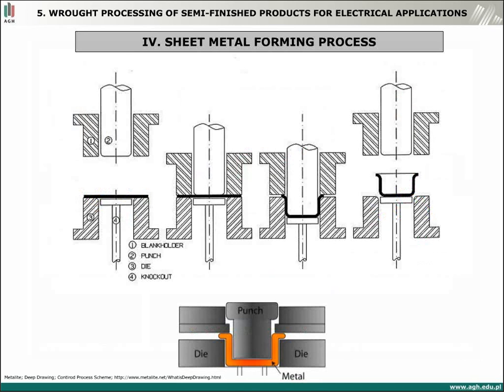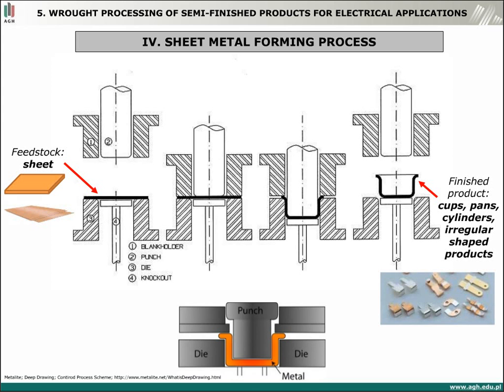The next basic process is the sheet metal forming process. It is one of the route processes for electrical applications, which uses as a feedstock a semi-finished product from other processes, namely sheet from the rolling process. Sheet metal forming is a part of the technology for producing electrical connectors.